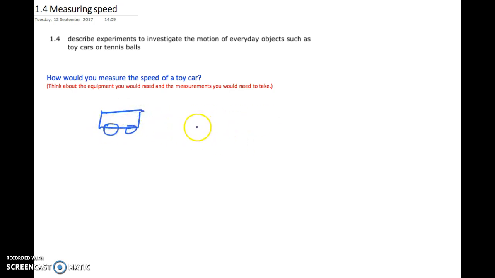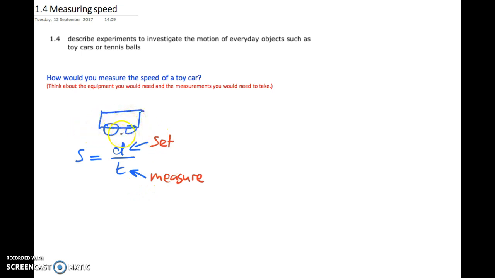And what we have to do is measure two things. We know that the formula for measuring speed is distance divided by time. So there are two things we need: we need the distance, and we need the time. Perhaps we could set a particular distance that we're going to set the car to travel, and we measure the time it takes to cover that particular distance.